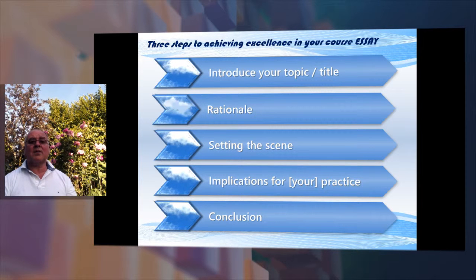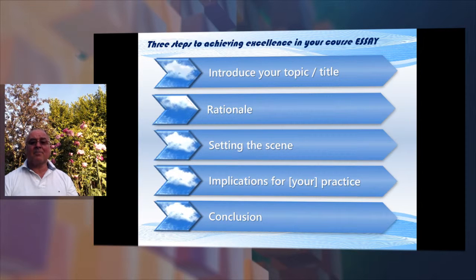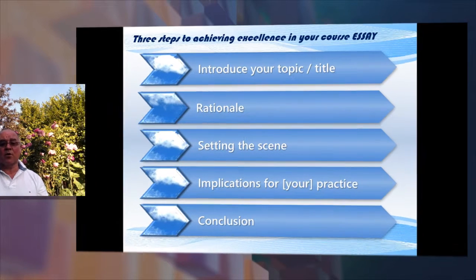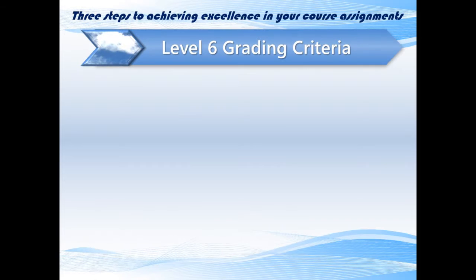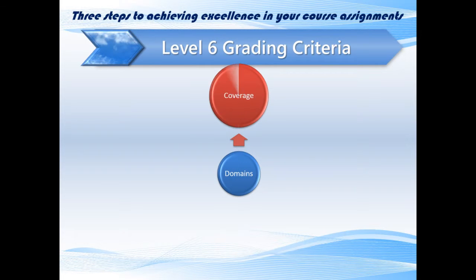So when we're looking at the clear steps of achieving excellence for your essay, this is all to do with what you have to do and how you're going to do it. Now, when it comes to us as markers actually looking at your work, we have to look at the level 6 grading criteria, and we're not hiding anything from you at all. If you go onto the course Moodle site and look on the right hand side, you'll see that there's a link there for you to check out the level 6 grading criteria.